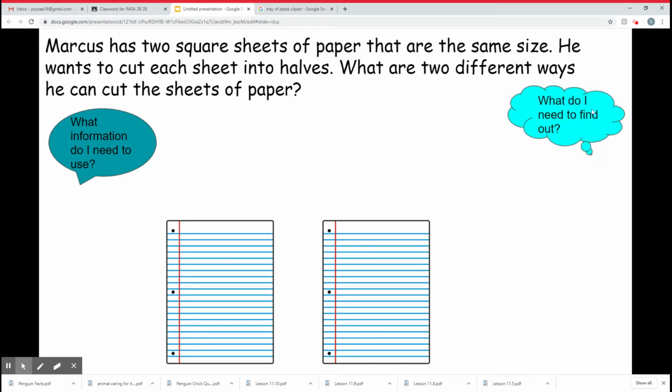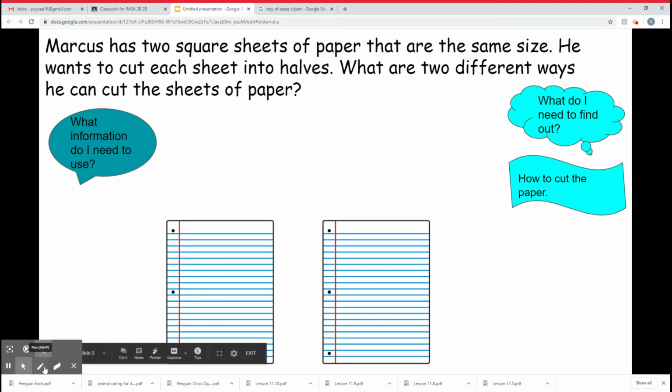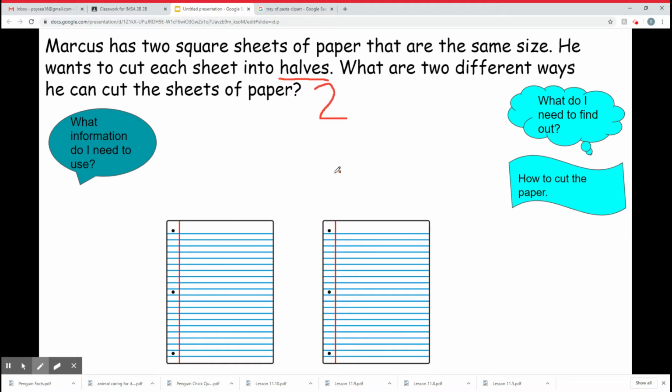Okay, so again, what do I need to find out? Well, if I read it again, we need to find out what are 2 different ways he can cut the sheet of paper. So how to cut the paper. And let's look at the information that we need to use. So let's see, Marcus has 2 square sheets of paper that are the same size. We have that right here. We have a picture. He wants to cut each sheet into halves. There we go, halves. And remember, halves means what? It means 2 parts, right? What are 2 different ways to cut the sheets of paper?